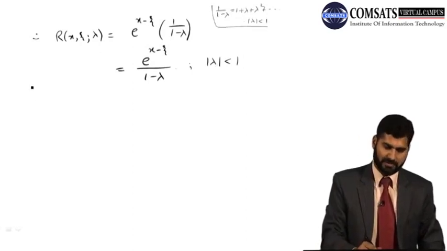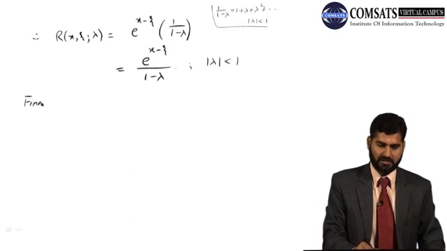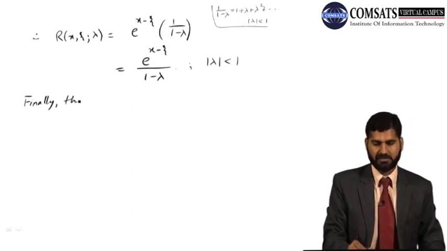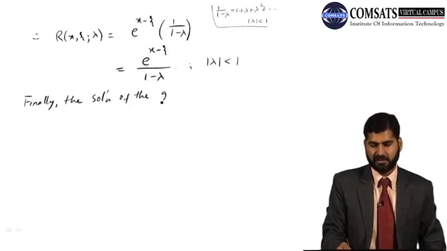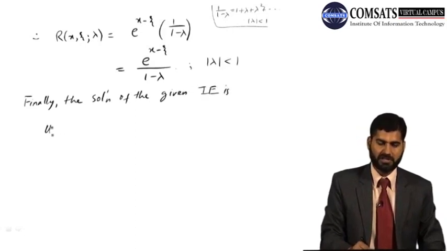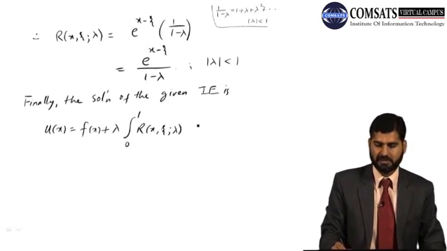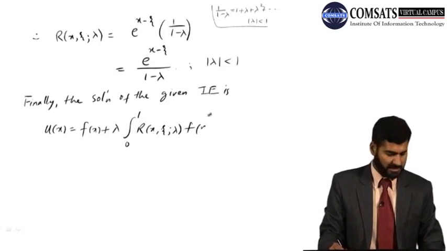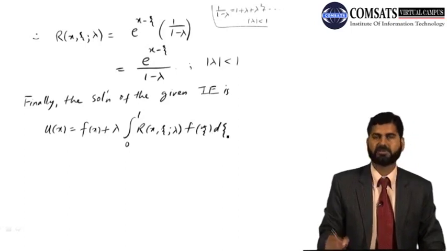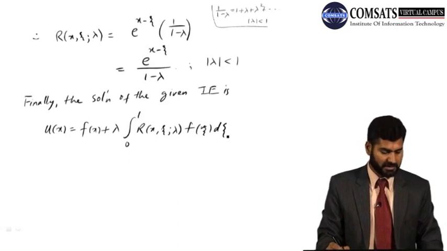So what is the solution then? Finally, the solution of the given integral equation, what was the solution? U(x) is equal to f(x) plus lambda times the integral from 0 to 1 of the resolvent kernel times f(xi) dxi. This is the solution of your integral equation.